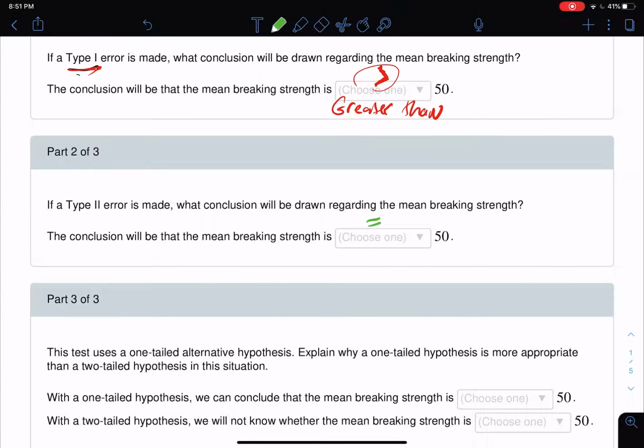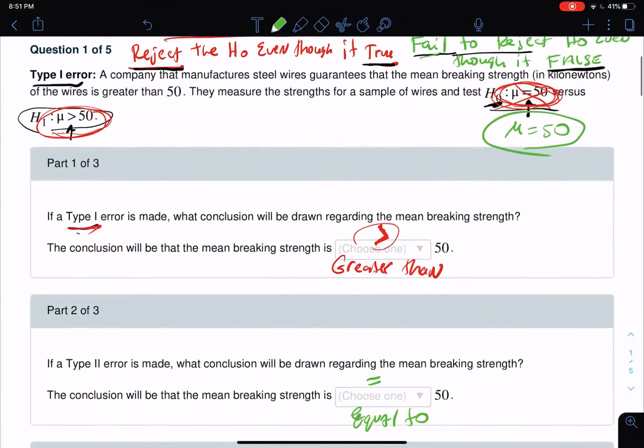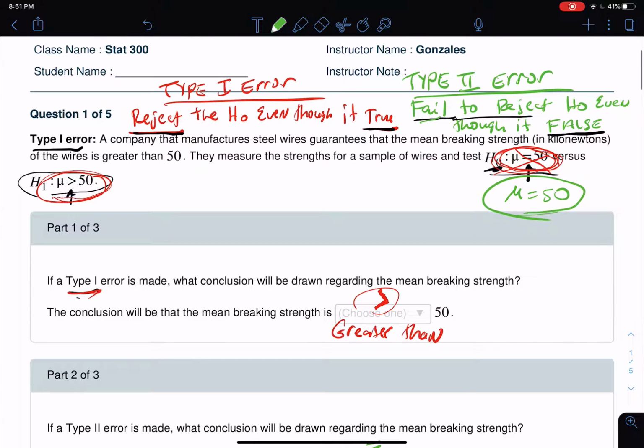Okay, so we're trying to say that the conclusion will be that the mean breaking strength is equal to 50. Once again, that's because we failed to reject, so that means we had to take that.